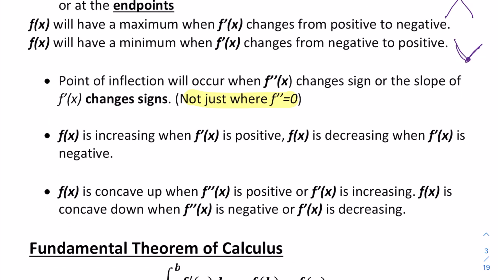So if f double prime is positive, f of x is concave up. But imagine if f double prime is positive, that means that f prime is increasing. So if we're given the f prime graph, you look where f prime is increasing. That's going to tell you where f is concave up. Same thing with concave down. f double prime is negative, or f prime is decreasing.